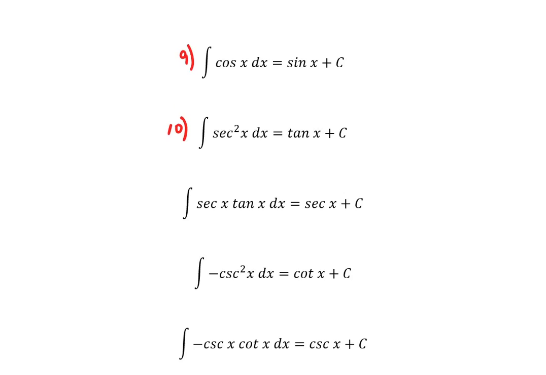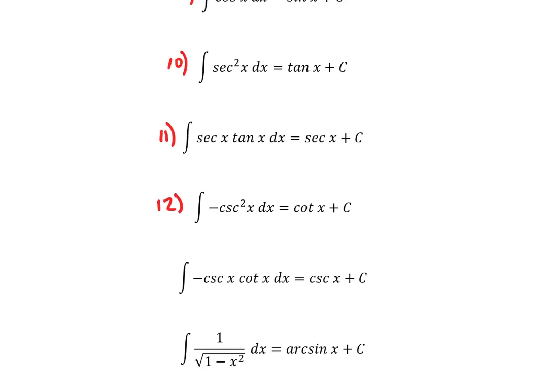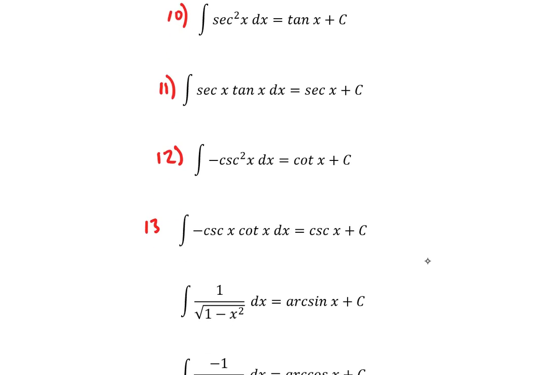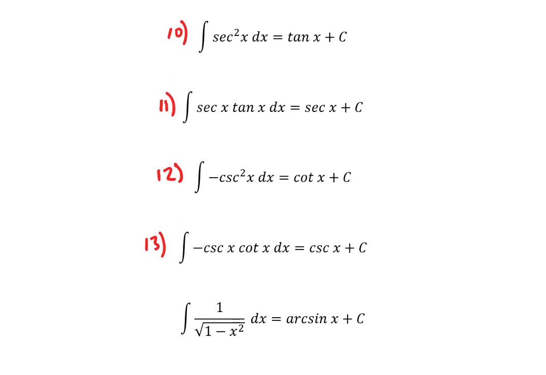The integral of secant squared x dx is tan x plus c. The integral of secant x times tan x dx is equal to secant x plus c. The integral of minus cosecant squared x dx is cotangent x plus c. And then the integral of minus cosecant x cotangent x dx is equal to cosecant x plus c. So those are numbers 10 through 13.